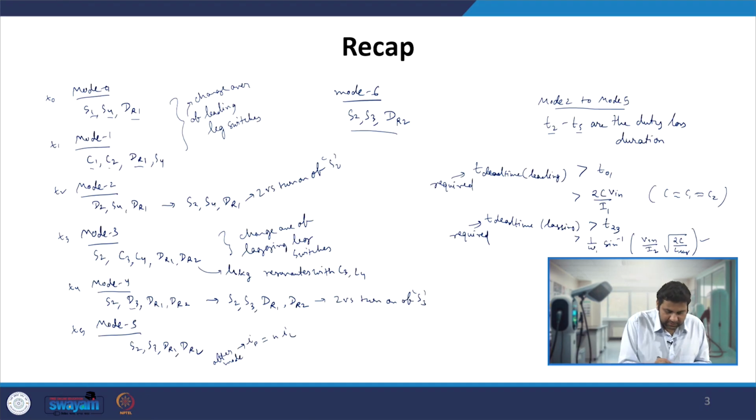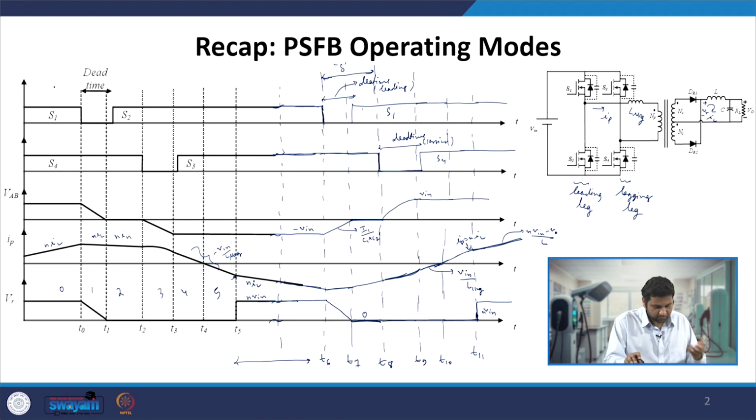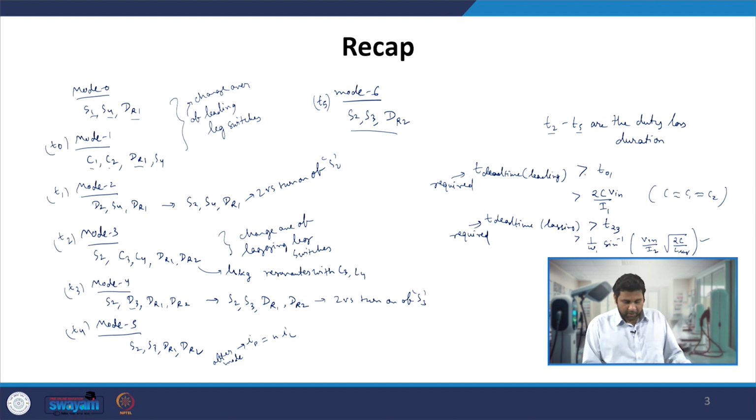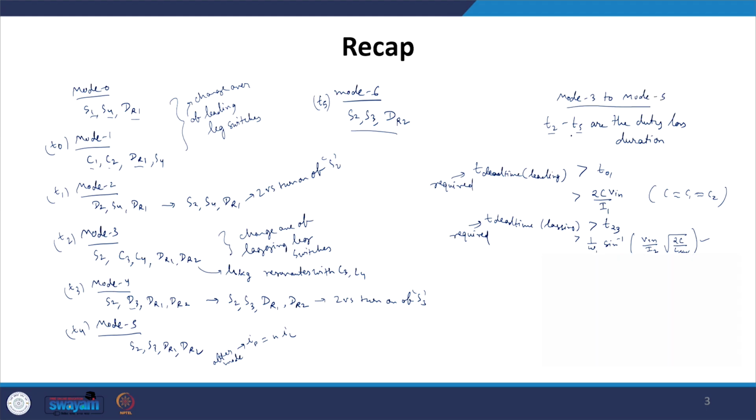If you look very carefully, this is mode 1 at T0, mode 2 at T1, this is T2, this is T3, this is T4, and this kicks in at T5 point, I mean the time period. And because of that what we will see is that from T2 to T5, which is mode 3 to mode 5, we have the duty loss, that means from time T2 to T5 this duty loss will be there.